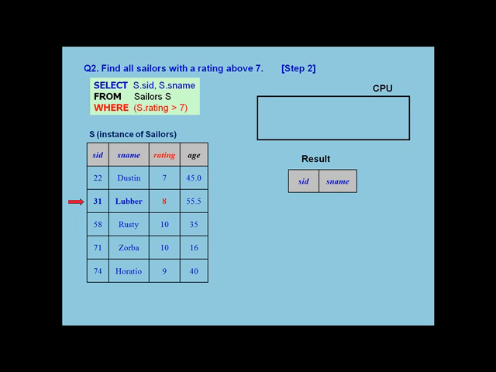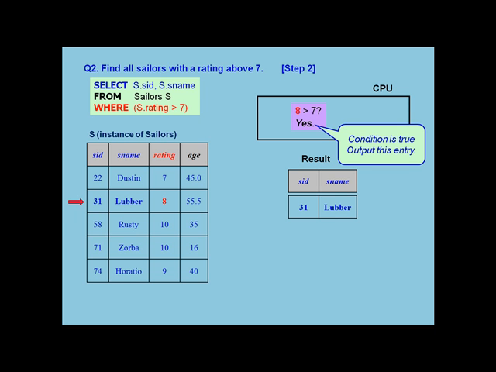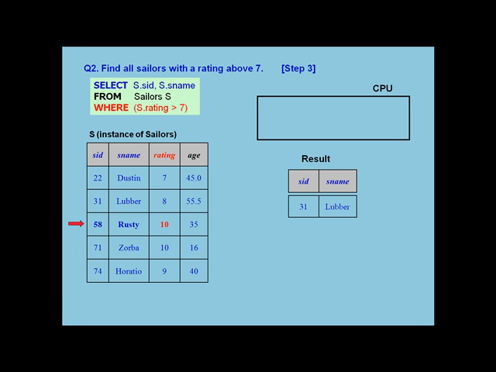Lava. His rating is 8. Is 8 more than 7? Yes. Condition is true. Output this entry. We include Lava to our result table. Is the 10 more than 7? Yes. Condition is true. Output this entry.